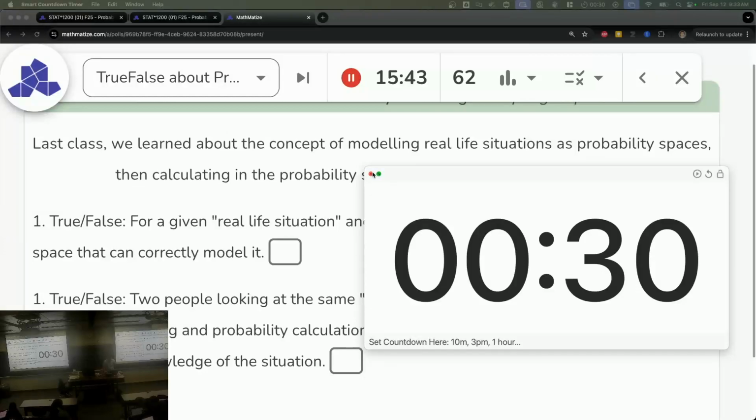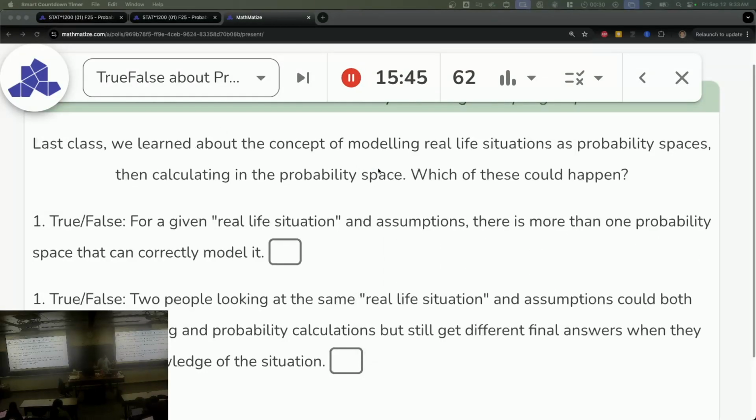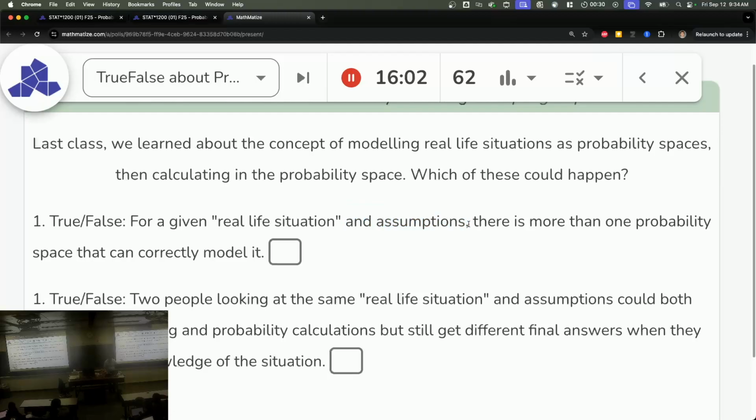Okay, so two tricky true-false questions about modeling, which is the process of going from real life to math land, and also about probability spaces, which are the main thing in probability class. You take the real life problem, you turn it into a probability space, and that's where you do all your work. First question, true or false? For a given real life situation and assumptions, there is more than one probability space that could correctly model it. And let's see what you guys said.